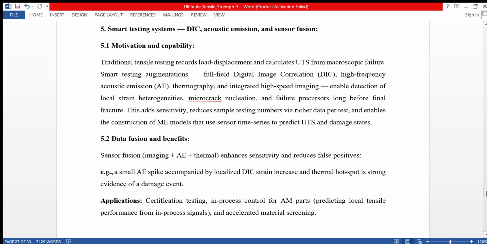Data fusion and benefits. Sensor fusion enhances sensitivity and reduces false positives. For example, a small AE spike accompanied by a localized DIC strain increase and a thermal hotspot is strong evidence of a damage event. Applications: certification testing, in-process control for AM parts, and accelerated material screening.